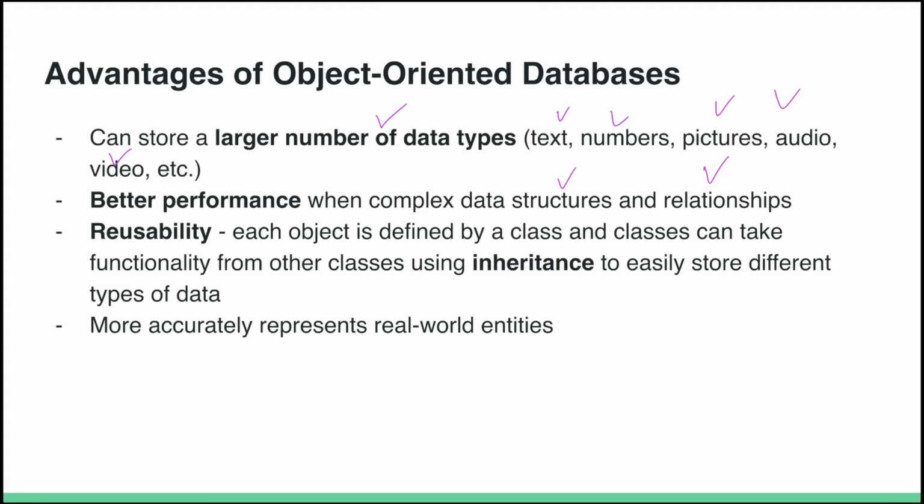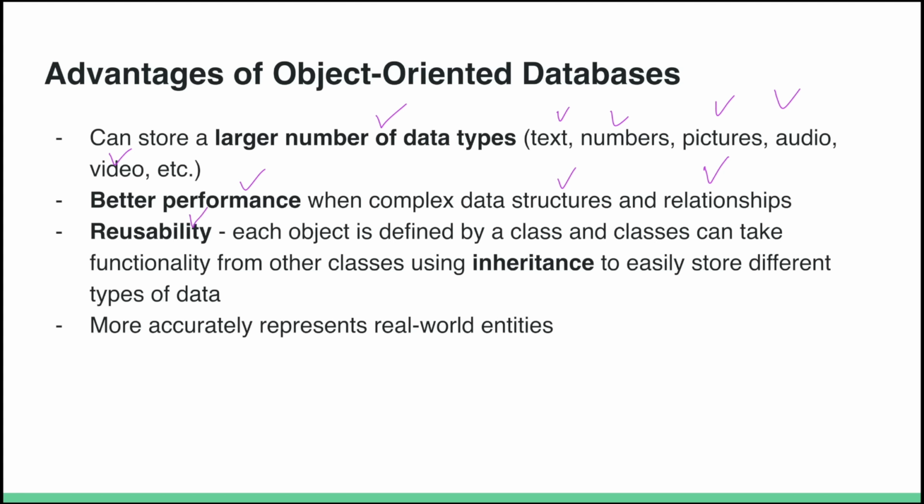Moreover, when we have complex data structures and relationships, for example, a particular entity that might take 4 or 5 tables to describe in a relational database, we can just do that in one object using a particular class. And therefore, we tend to get better overall database performance, meaning that we can access data more easily, more quickly, and more efficiently. We can access complex data structures more efficiently, quickly, and easily using object-oriented databases than relational databases.